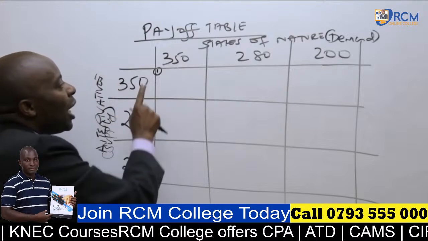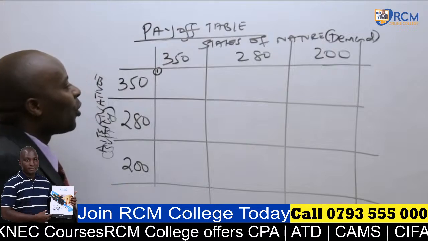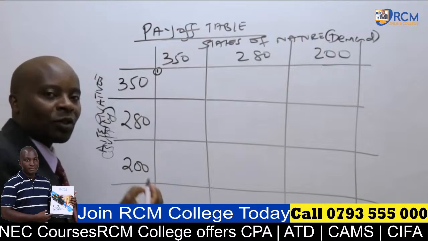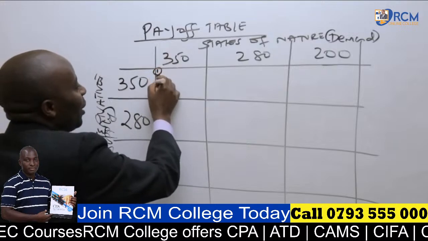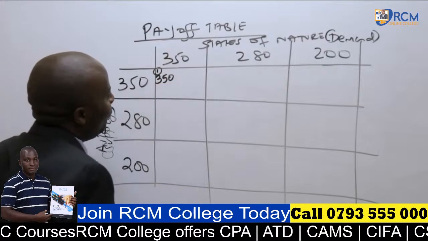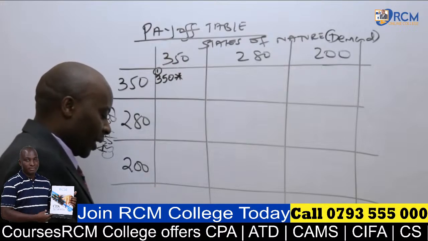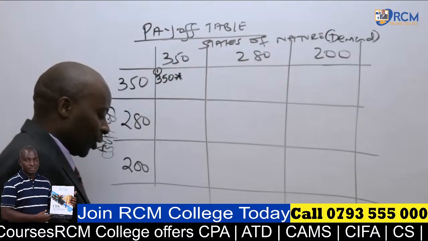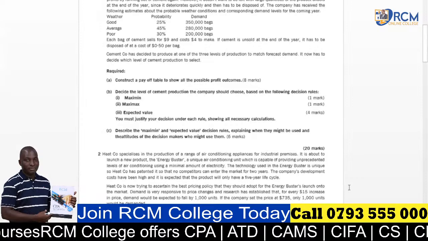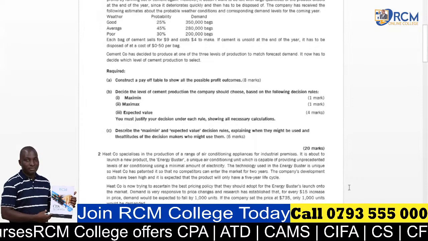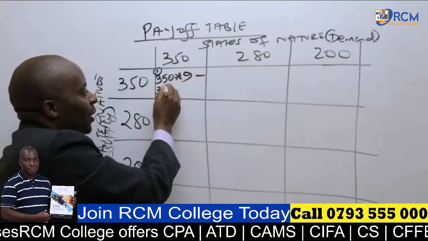And the demand happens to be what here? 350. So there is a perfect match, and as such, we are going to have 350 bags of cement being sold. If that is the case, then my sales will be 350 times the selling price per bag. If you look at the question, in paragraph number 2, they have told us each bag of cement sells for 9. So in this case, 350 times 9 minus 350 times 4.